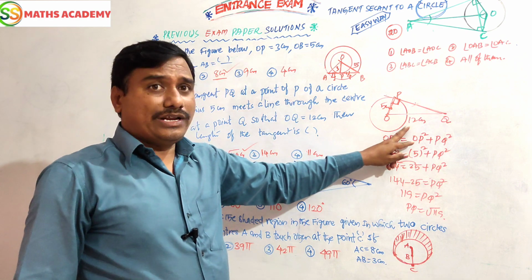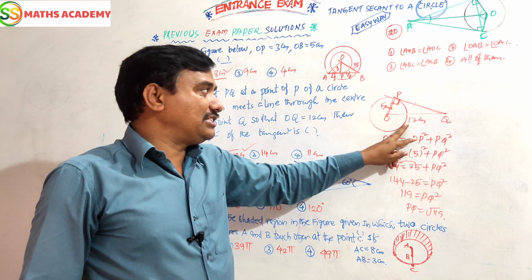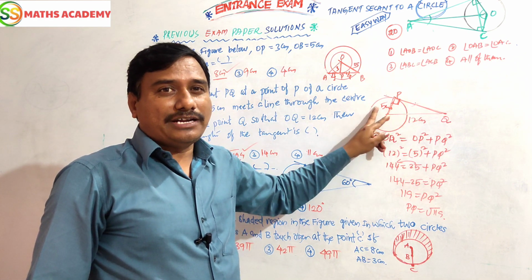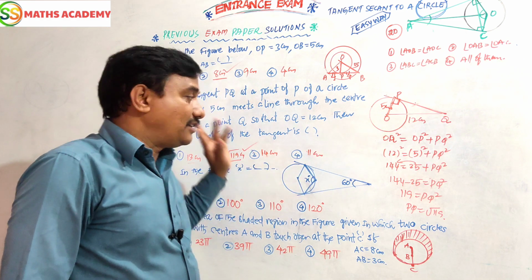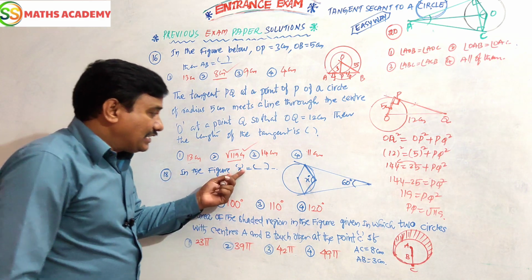Here the hypotenuse is 12, 12 square. Directly we can write, the hypotenuse is given, he is asking the height. 12 square minus 5 square, 144 minus 25, 119, root 119. That's it. Next, in the figure, x is equal to what?